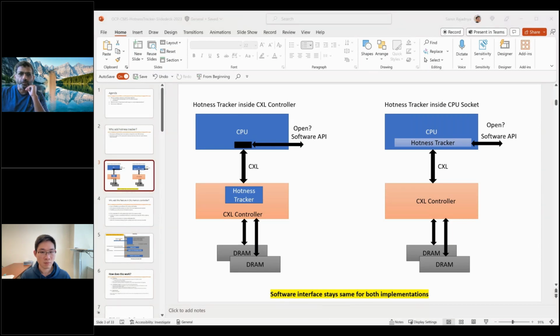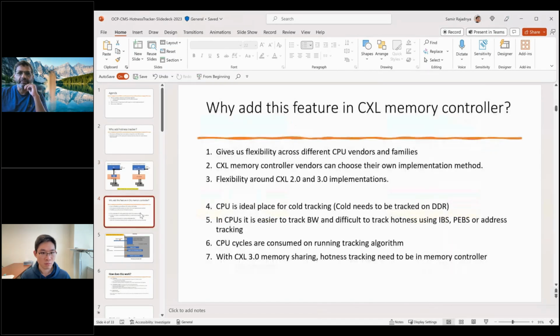So just to go back to the last point, right? Why do we want to add this in the CXL memory controller? These are some of the main reasons. It gives us flexibility across different CPU vendors and families. So even if it works for, say, IBS but does not work for another CPU, that's the flexibility point, right?